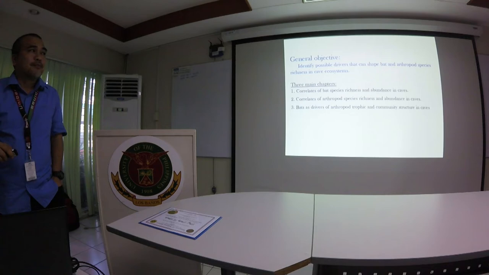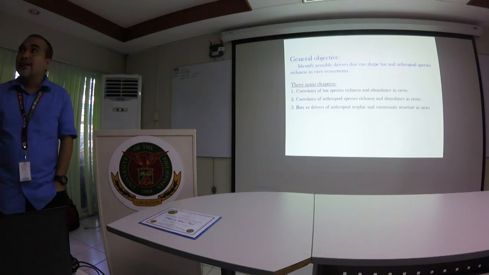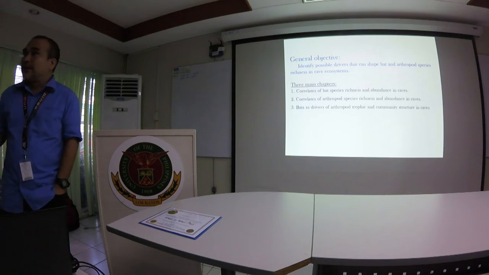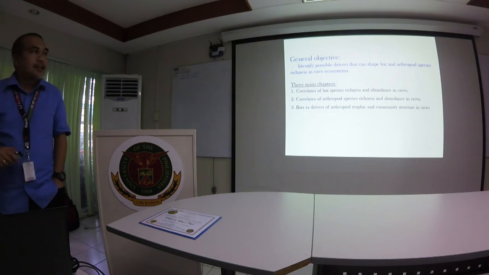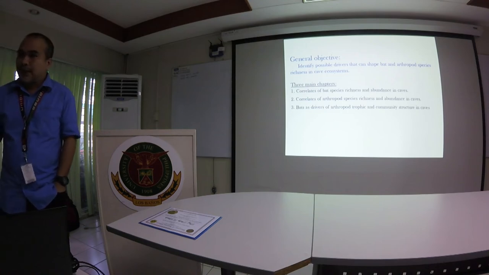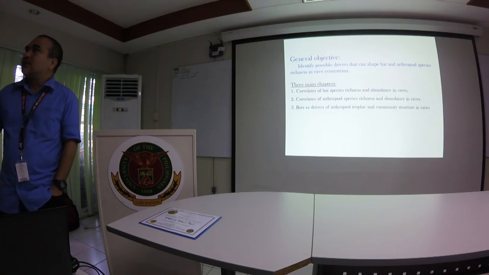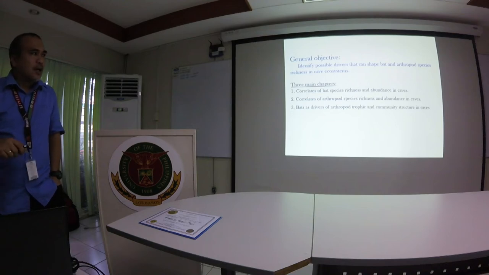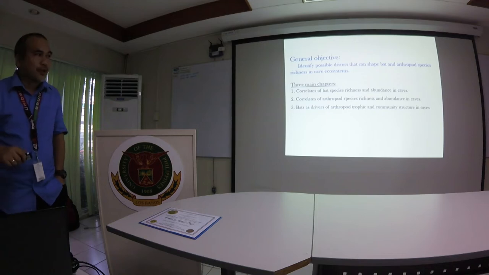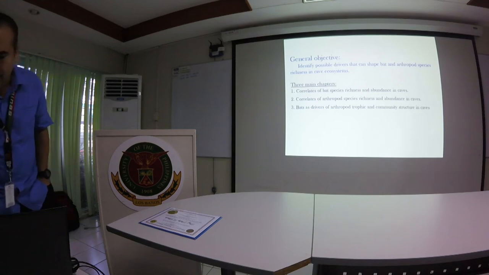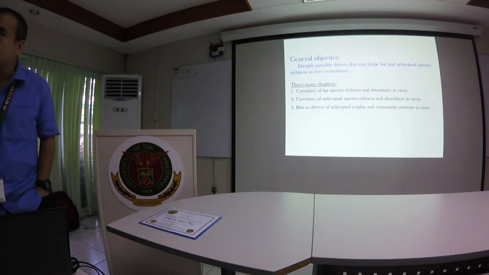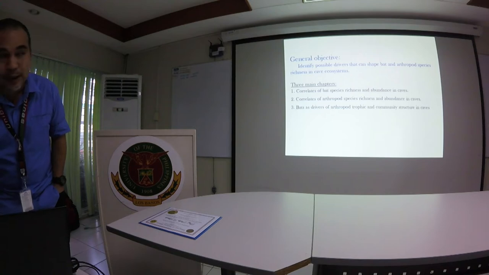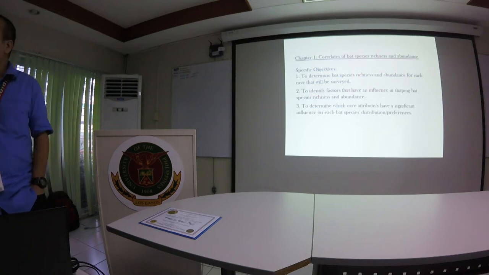The first chapter is correlates of bat species richness and abundance. The second is the same but with arthropod species. And for my third chapter, because several studies tell that bats are keystones in the cave ecosystem, I want to investigate how bats can act as drivers of arthropod trophic and community structure inside the cave. So I have three main chapters, and each of those chapters is composed of specific objectives.